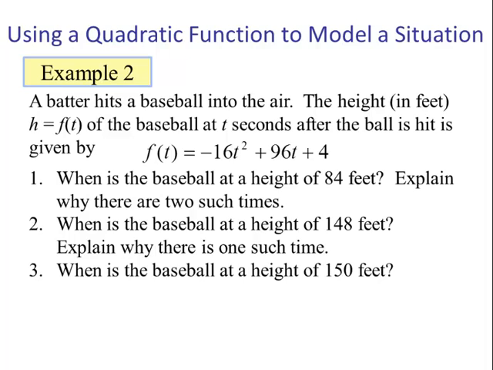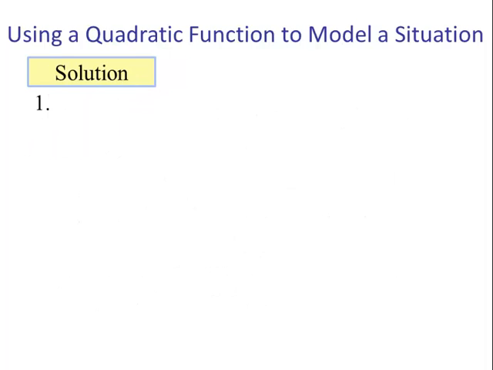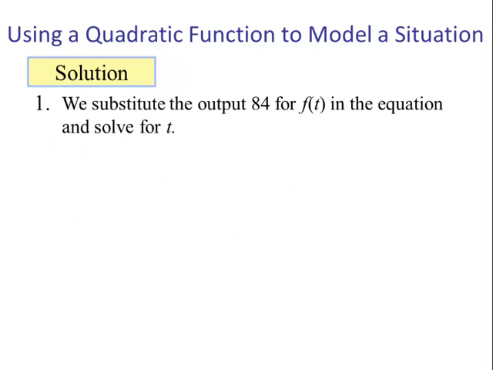Number 3. When is the baseball at a height of 150 feet? Number 4. Use the calculator to estimate when the baseball will hit the ground. Solution. Number 1. We substitute the output 84 for f of t, so this is our y value, and we're going to solve for t.